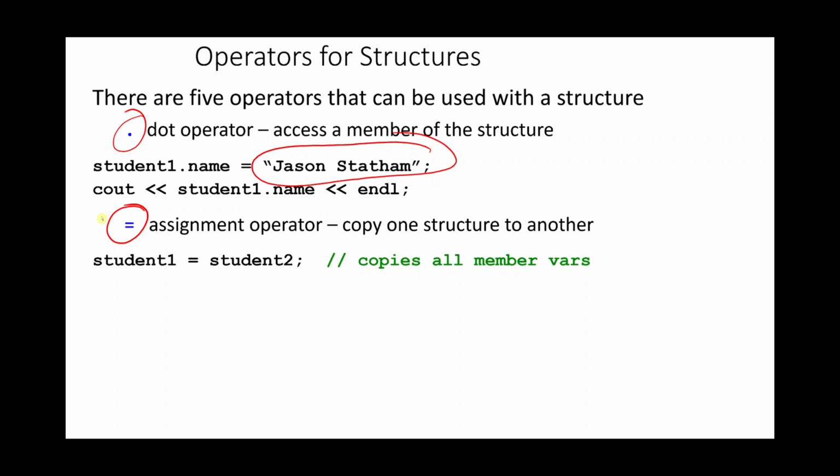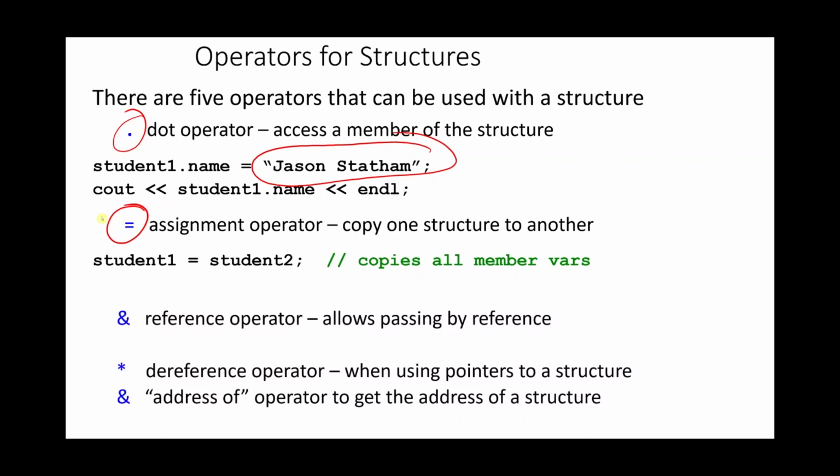Second is the assignment operator, the equal sign, which we use in C++ as the assignment operator. This is copying one structure totally to another. So it copies all the member variables. And we tend to not do that because this is going to exhaust the memory. It's going to use a lot of memory.